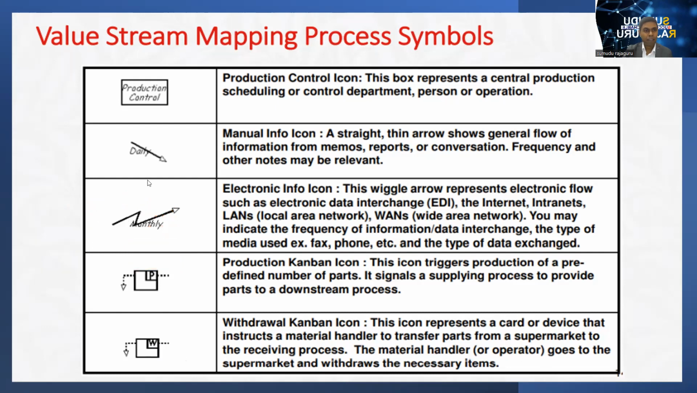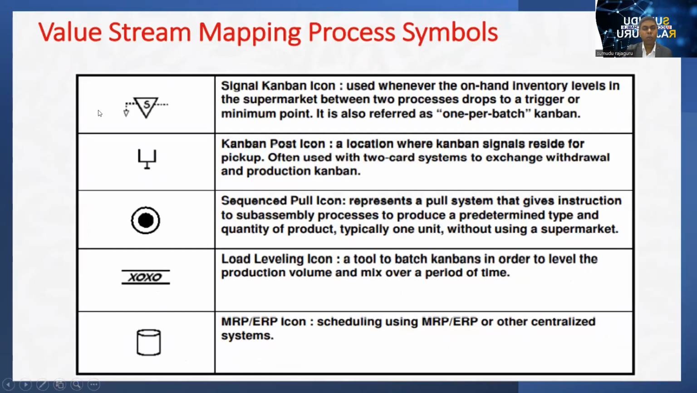Okay, right. Then this is called signal Kanban. As we discussed, production and withdrawal are manual Kanban, which means we have to write down something. It may be like a tag or something we have to display there. But signal Kanban means a material request coming through an automatic system. It may be through a light, a message, or a screen. In that case, if we want to show that type of thing, we can use this icon. This is called the Kanban post icon.